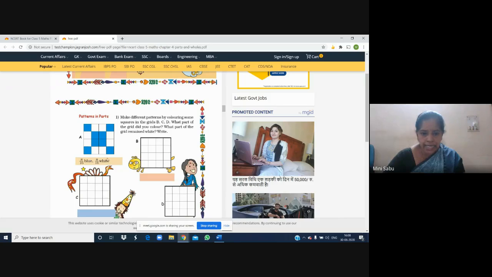Here grids are made for you, B, C, D, and you can try different patterns yourself. This is the question: make different patterns by coloring some squares in the grids B, C, D. What part of the grid did you color? What part of the grid remained white? That you have to write, in a similar way. This you can do.